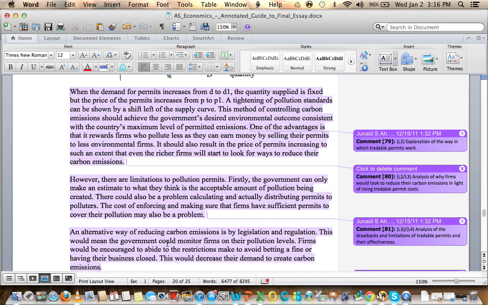An alternative way of reducing carbon emissions is by legislation and regulation. This would mean the government could monitor firms on their pollution levels. Firms would be encouraged to abide to the restriction in order to avoid getting a fine or having their business closed. This would decrease their demand to create carbon emissions. Again, I think that it's the wording that's a little bit shaky here. What I'm looking more for this part to say is that firms would face increased costs. A discussion of how it increased their firm's costs and influence their decisions in polluting.